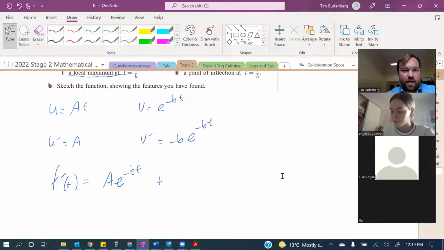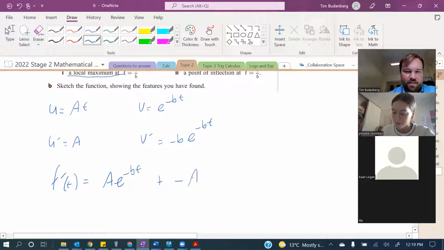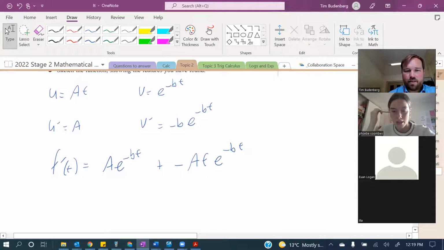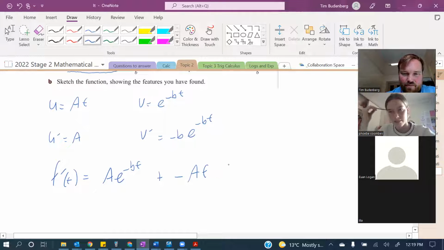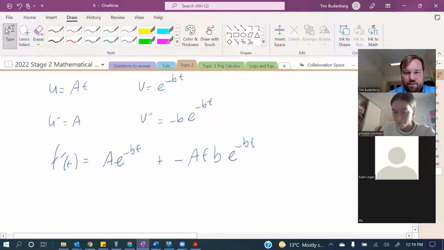Where was I up to? u dash v, plus v dash u. So that would be minus a t e to the minus b t. Would it be negative b? Oh, I missed a b, haven't I? Yeah, b e to the minus b t. Thank you. And then for simplicity's sake, we can write that plus minus as just a minus.